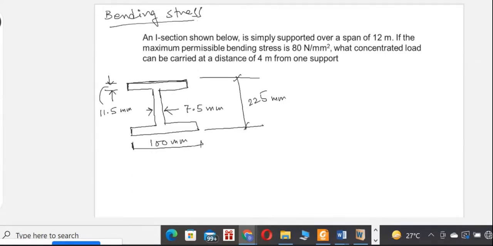Okay, I have drawn the I section. You have to find the concentrated load acting on a simply supported beam.